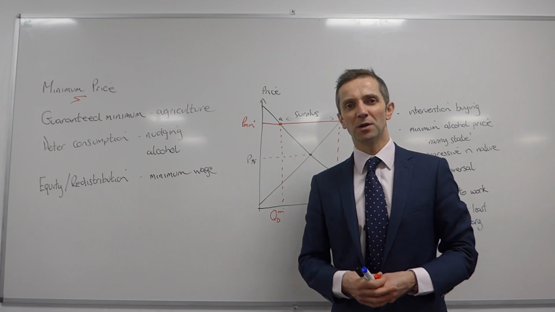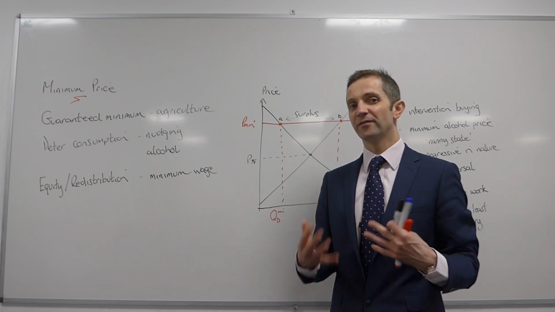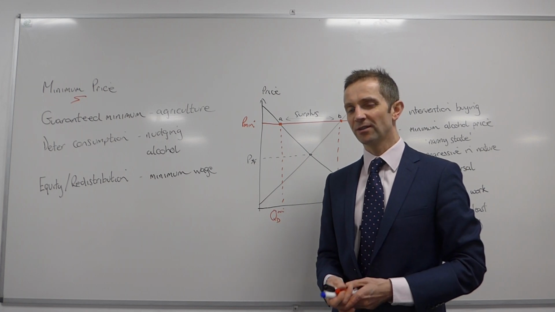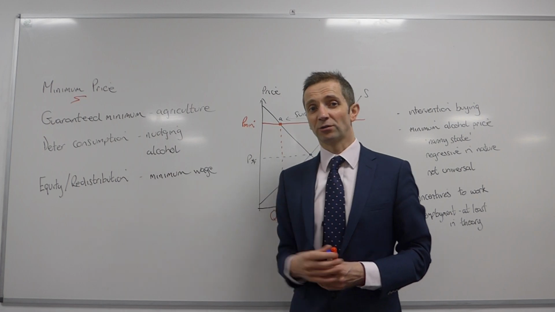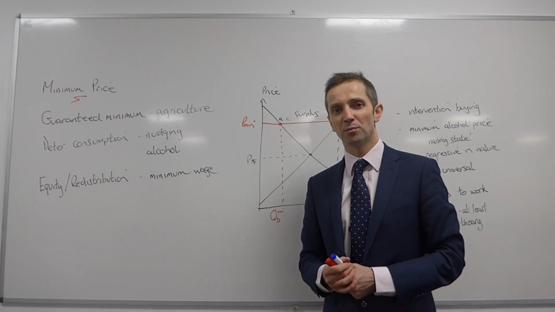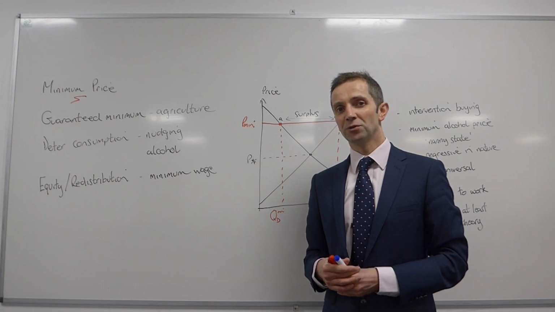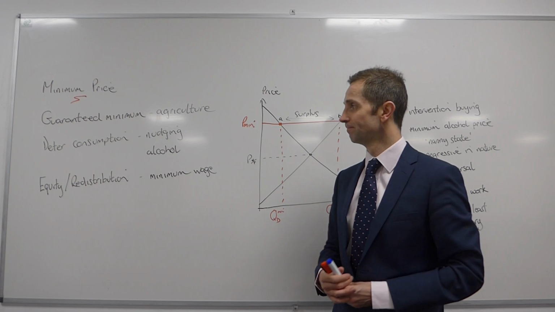So when we're talking about minimum prices, we are thinking about a number of various scenarios with regard to things that you might be asked about. So it could be with regard to agricultural markets and offering farmers a guaranteed minimum price in order to give them a reasonable income on which to live.